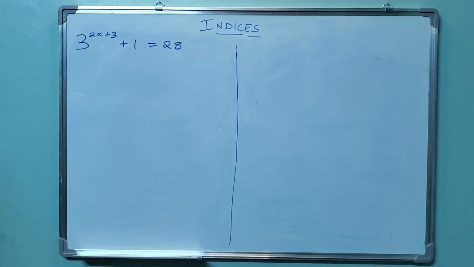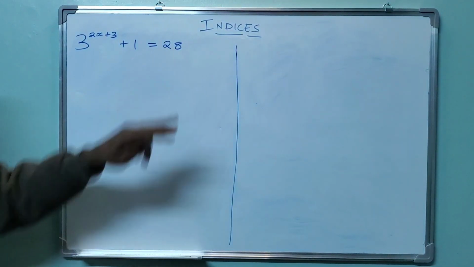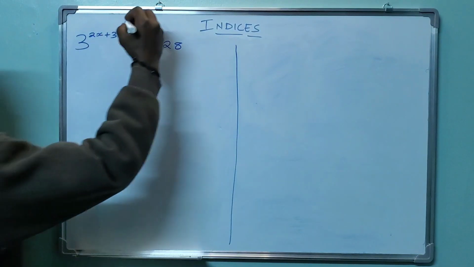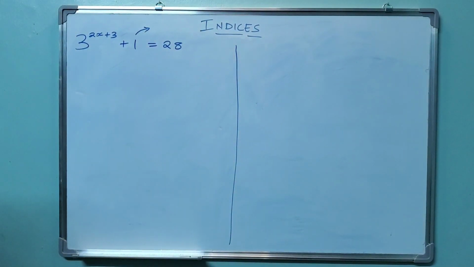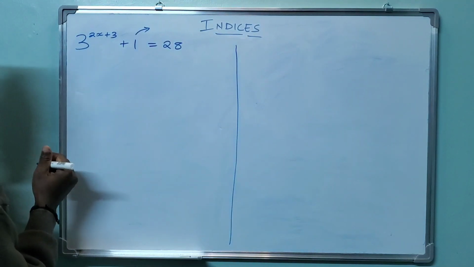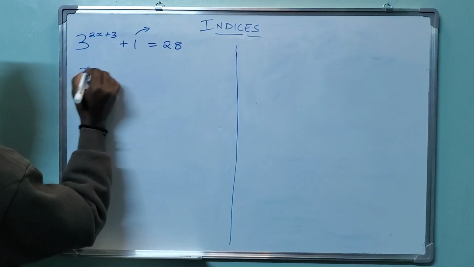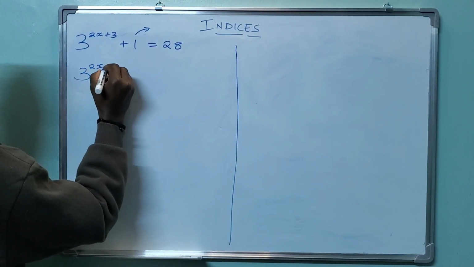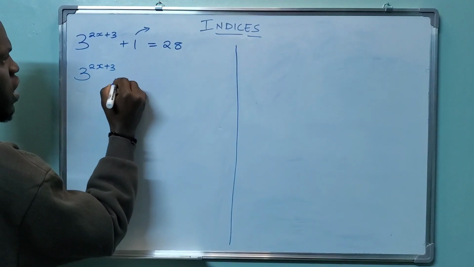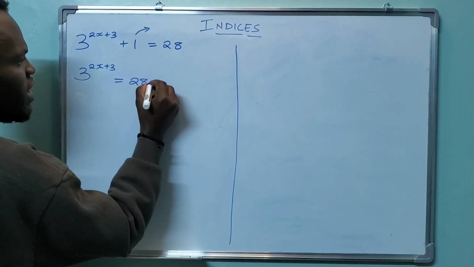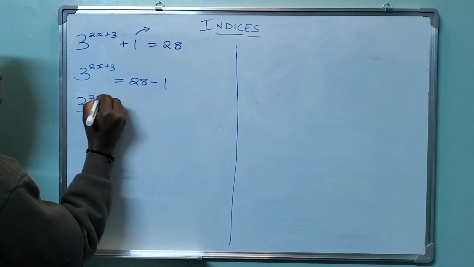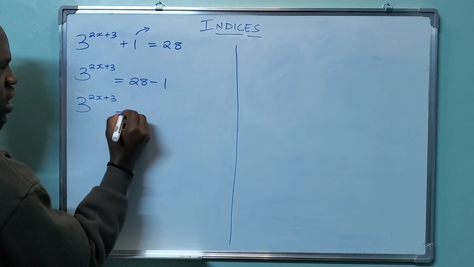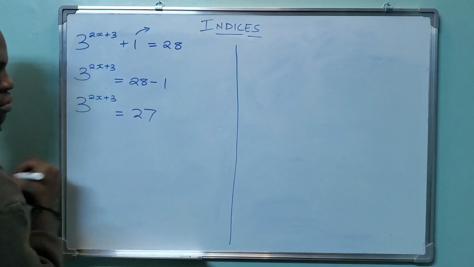Why? Because now 1 and 28, those ones are like terms. So it means that I'll take 1 to the other side, and 1 will become a negative. When 1 becomes a negative, it means that on my left-hand side, I'm going to be left with 3 raised to power 2x plus 3 being equal to 28 minus 1. Which means I'm going to have here 3 raised to power 2x plus 3 being equal to 27.